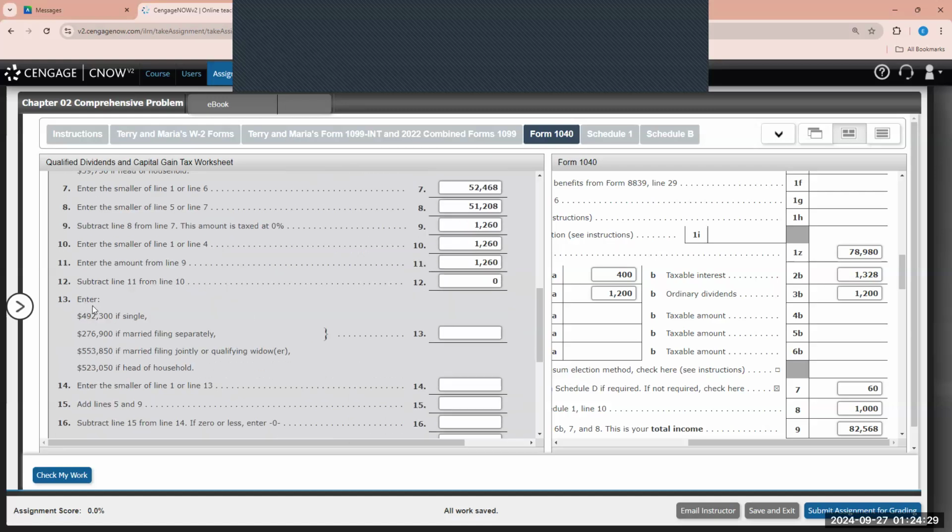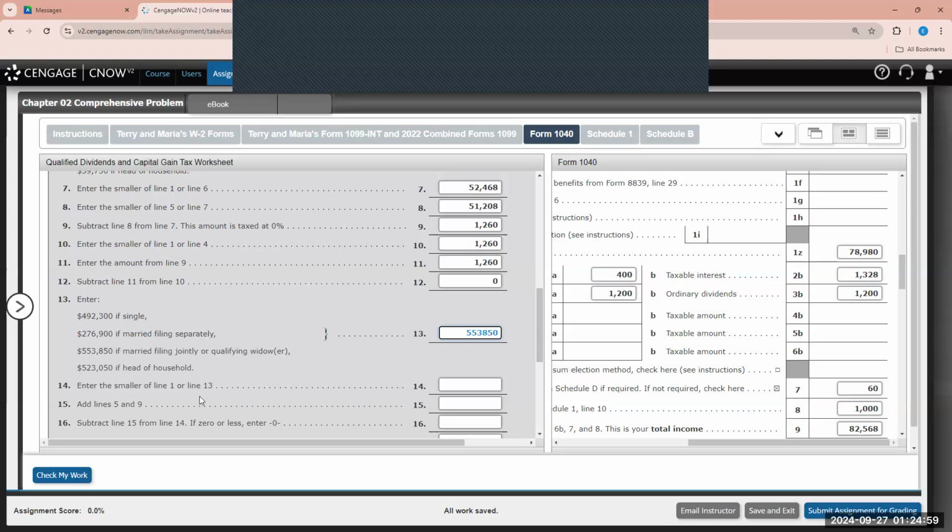For line 13, it asks us to enter 492,300 if single, 276,900 if married filing separate, 553,850 if married filing joint or qualifying widower, and 523,050 if head of household. They are married filing joint. So we input 553,850.